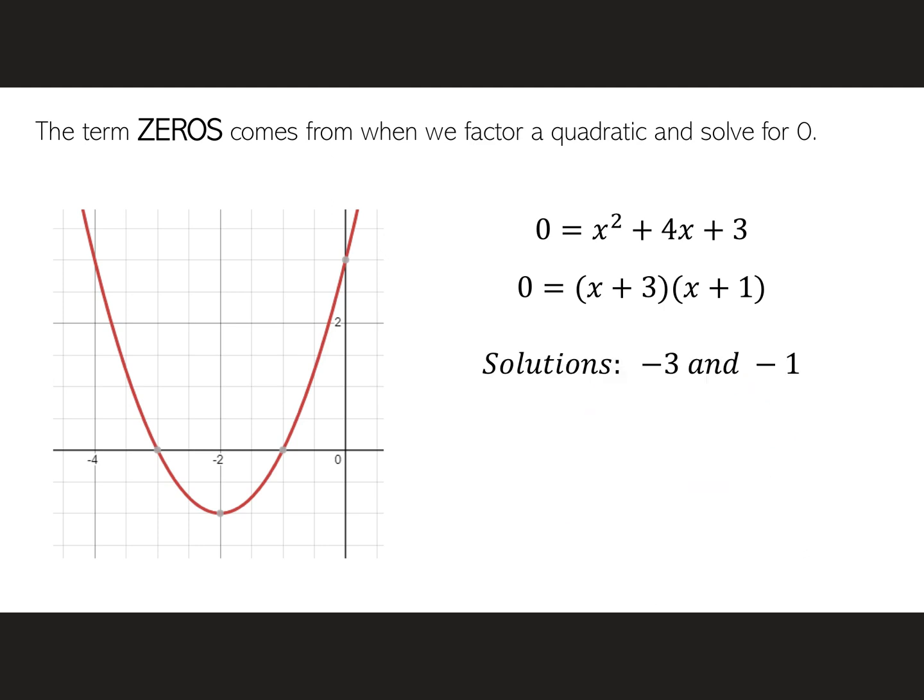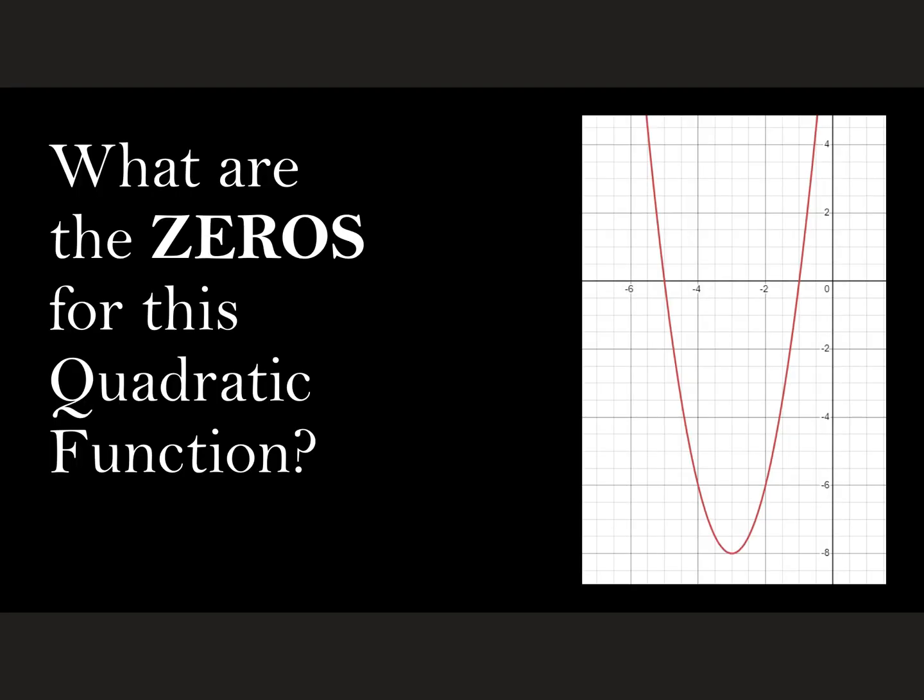Oh, where did that parabola go through the x-axis? At the -3 and the -1. Cool. What are the zeros for this quadratic function? If you said -5 and -1, you are correct.